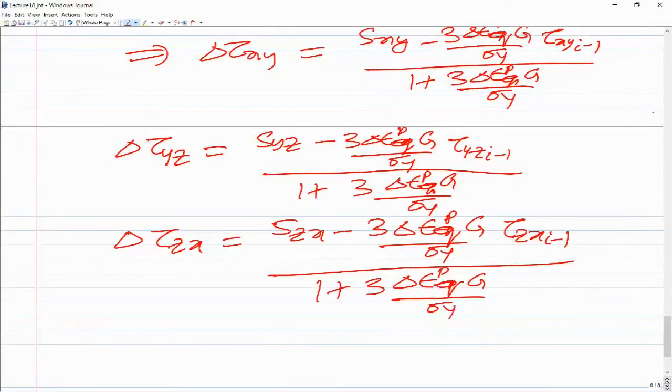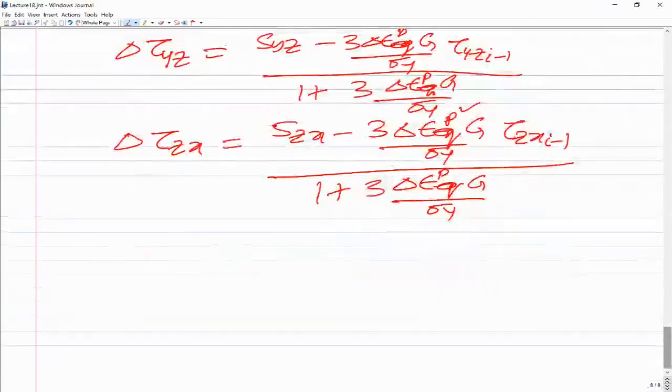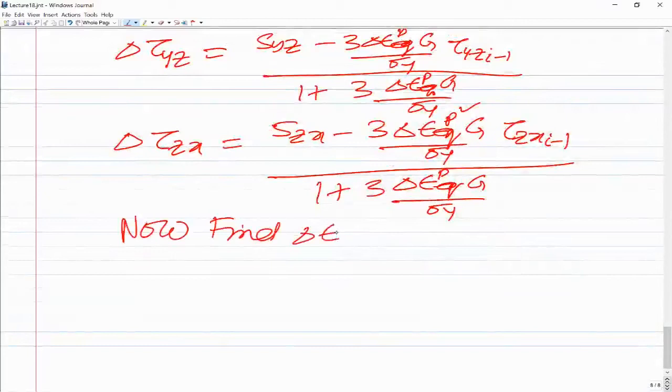Once you have this, what we are able to do is express all the stress increments, delta sigma xx, delta sigma yy, and the rest, in terms of this one parameter, delta epsilon equivalent p. So we have a single unknown parameter to evaluate these stresses. And how do we find this? We find delta epsilon equivalent p by satisfying the yield function.